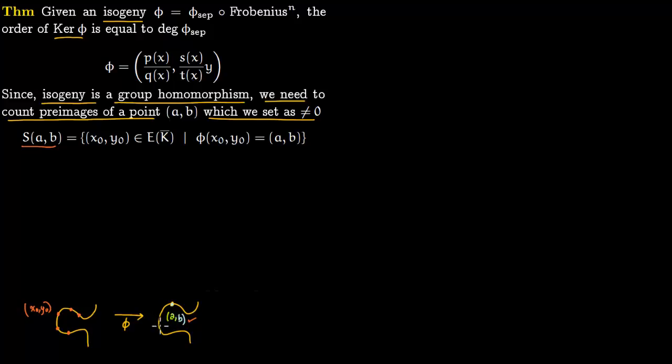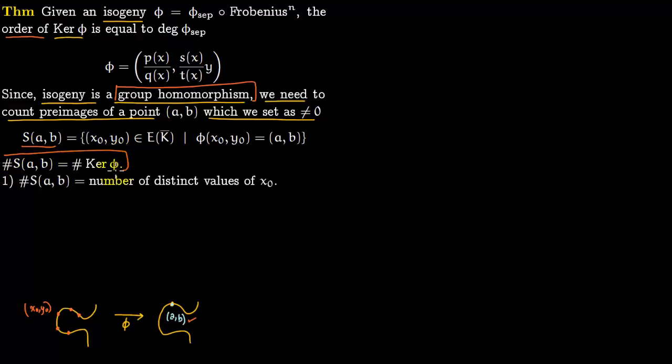So the inverse image of the kernel would also consist of the same number of points. So we are just worried about the order of the kernel, not exactly what points are getting mapped to the kernel, but the order of the kernel. And the group homomorphism gives us a good idea to do that by taking any point (A, B) which you set as not equal to 0 and start counting its pre-images. So this we know now just because of group homomorphism. So this follows from the fact because phi, this isogeny, is a group homomorphism. So you just take the pre-image of any point in the image and count the number of pre-images.